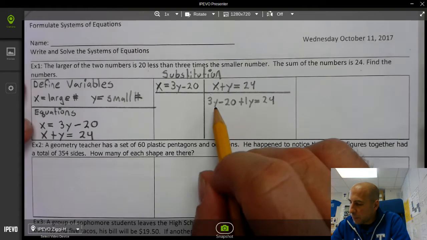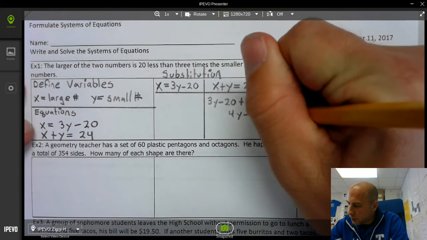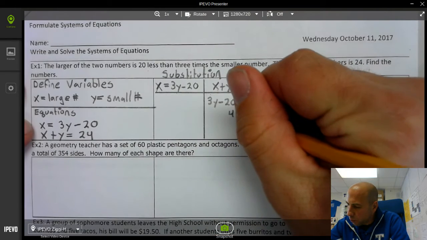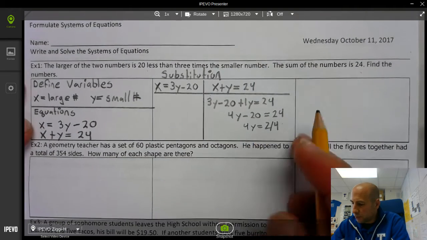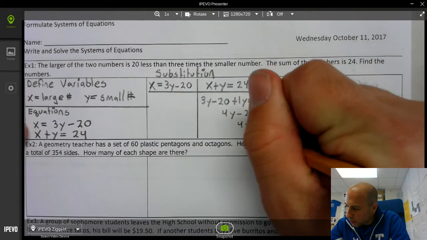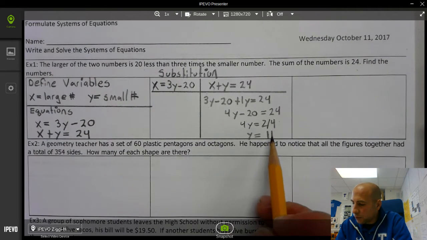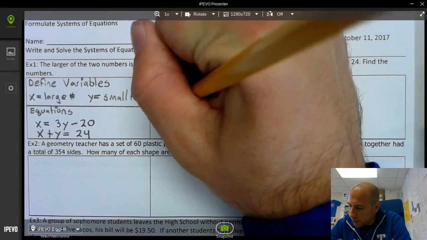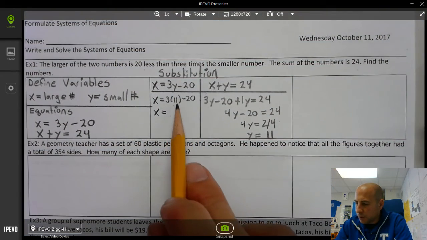In that solving, we combine like terms. 3y and 1y is 4y minus 20 equals 24. We add 20 to both sides, so we get 4y equals 44. Divide both sides by 4, y equals 11. All right, and then step 4, or no, we're still in step 3. We're solving. So then we substitute 11 in for y, so you get x equals 3 times 11 minus 20. Well, 3 times 11 is 33, minus 20 is 13.